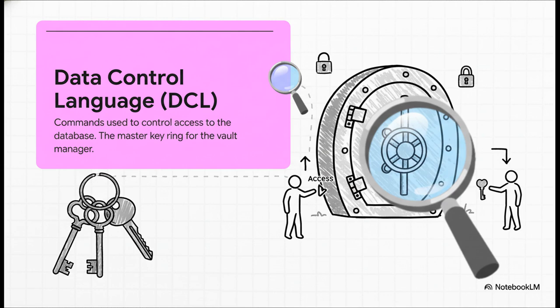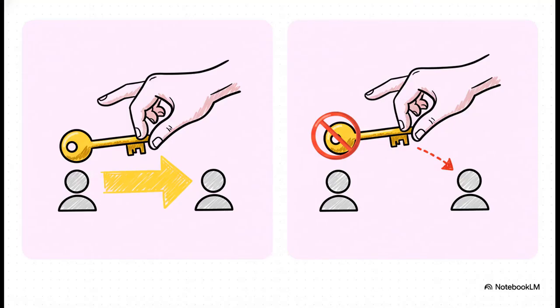With something called the Data Control Language, or DCL. Now, if DQL was the key to look inside a box, think of DCL as the master key ring. It's what the Vault Manager uses to decide who gets which keys and who doesn't. It's all about controlling access. And you know what? DCL is actually pretty straightforward. It really just boils down to two commands that do the exact opposite of each other. You've got GRANT, that's the one that gives permissions, and you've got REVOKE, the one that, you guessed it, takes them away. Giver, taker. It's this perfect, simple balance for security.